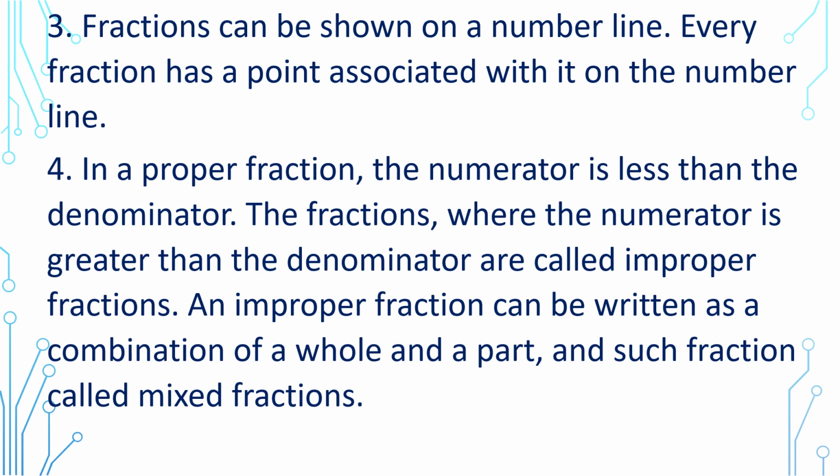Fractions can be shown on a number line. Every fraction has a point associated with it on the number line. In a proper fraction, the numerator is less than the denominator. The fractions where the numerator is greater than the denominator are called improper fractions. An improper fraction can be written as a combination of a whole and a part, and such a fraction is called a mixed fraction.